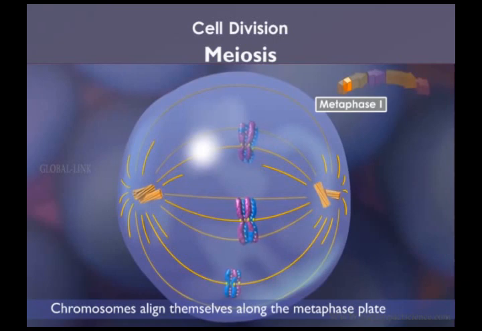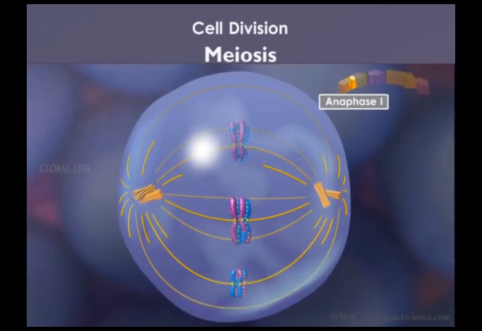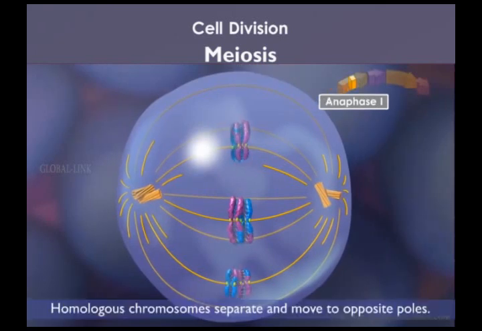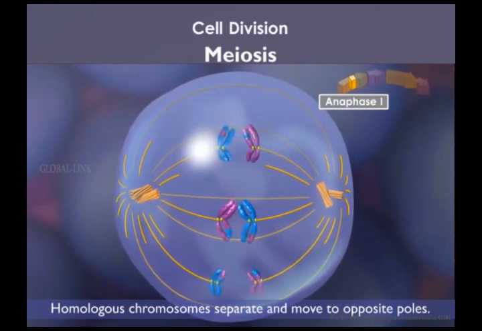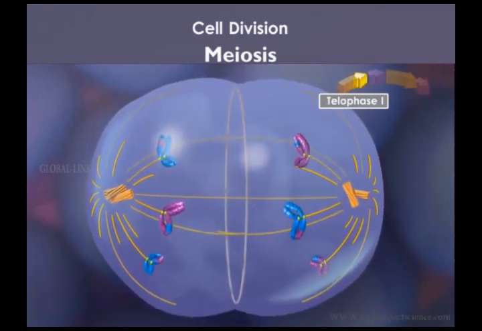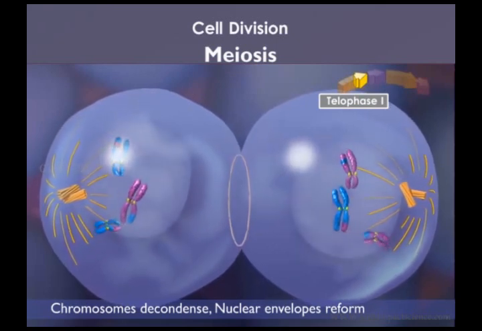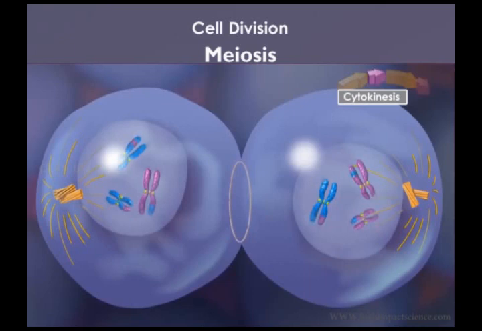The chromosomes now align along the metaphase plate such that the homologous chromosomes orient towards the opposite poles. The cell enters anaphase I. In anaphase I, the homologous chromosomes separate and move to the opposite poles. Meiosis I ends with telophase I, when the chromosomes decondense and the nuclear envelope reforms.